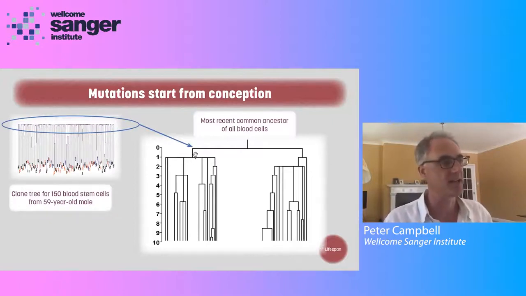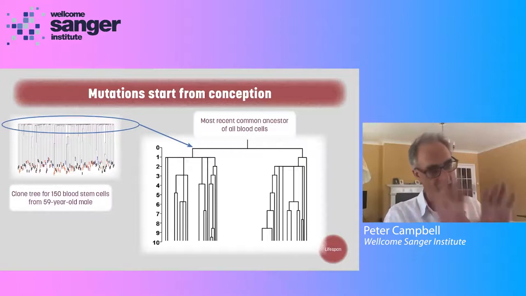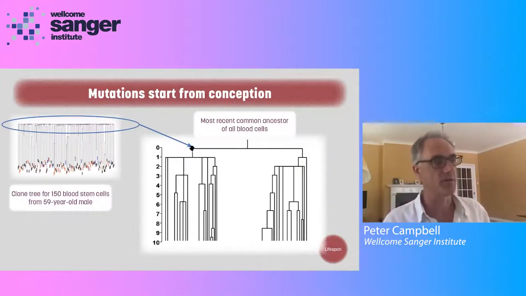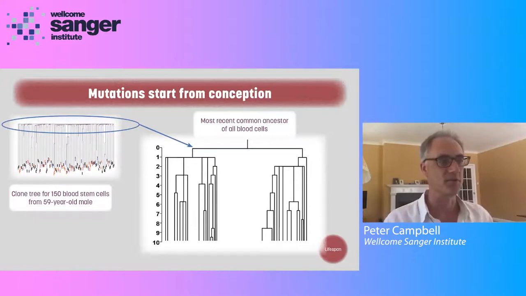So essentially what that tells us is that the most recent common ancestor of all of the blood in this person was this cell. And when it divided, one daughter cell got this left-hand mutation, and the other daughter cell got this other right-hand mutation, and then all blood cells derived from either one of those 2 daughter cells.